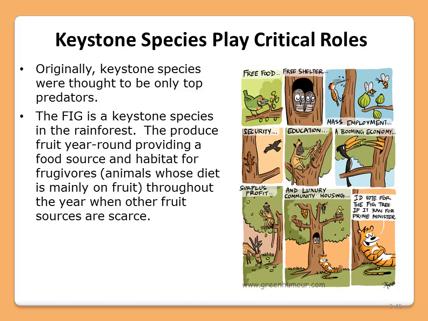And this provides a food source and habitat for animals whose diet consists mostly of fruit throughout the year when other fruit is scarce. So this little cartoon over on the right just shows you all the important things that the fig tree does, providing food and shelter, and it says mass employment, so jobs for all these animals, security, a place to live, and just a place for all these animals to spend time. So they said, I'd vote for the fig if it ran for prime minister.